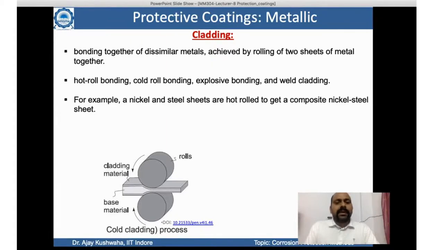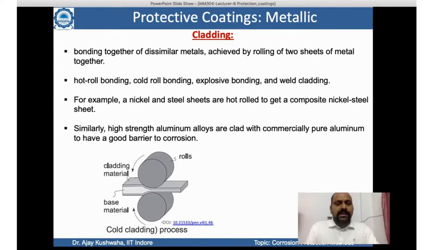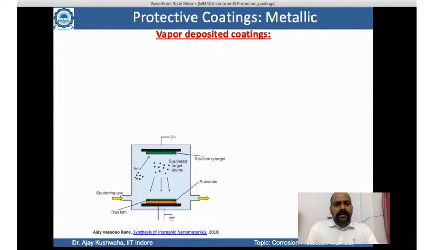For example, a nickel and steel sheet are hot rolled to get a composite nickel steel sheet. Similarly, high strength aluminium alloy is cladded with commercially pure aluminium to have a good barrier to corrosion. So this is the next method.